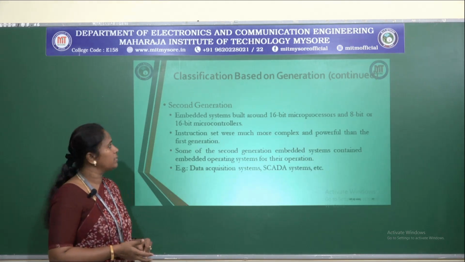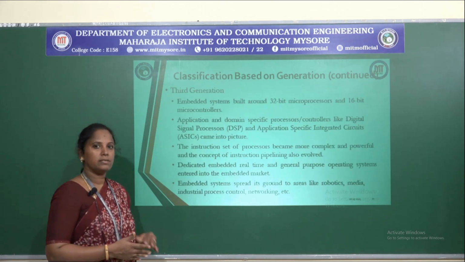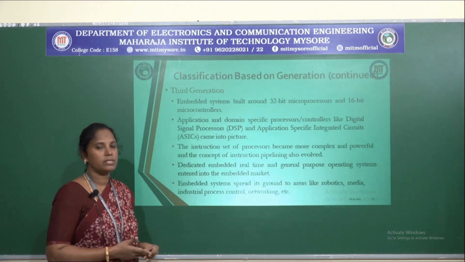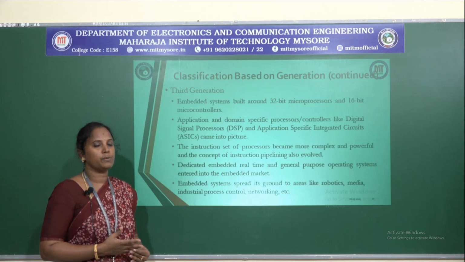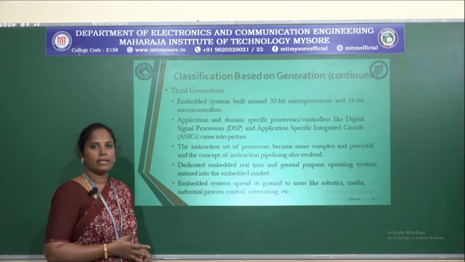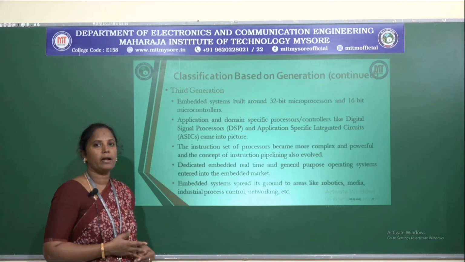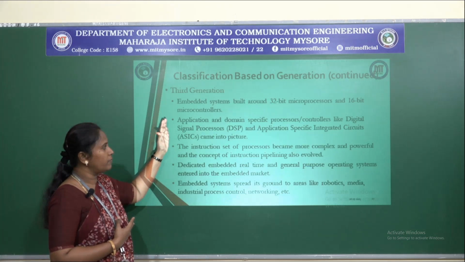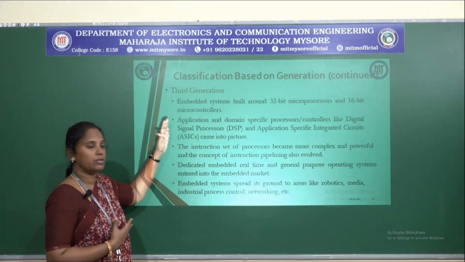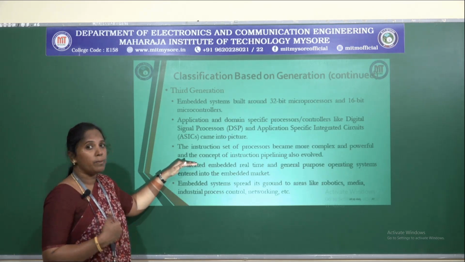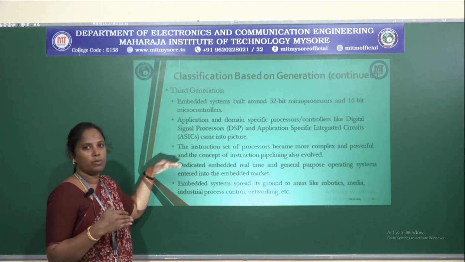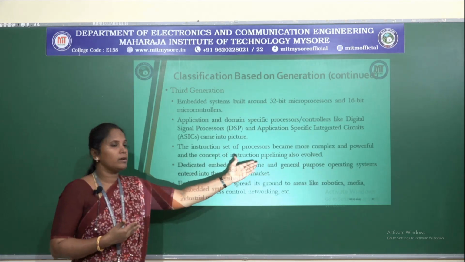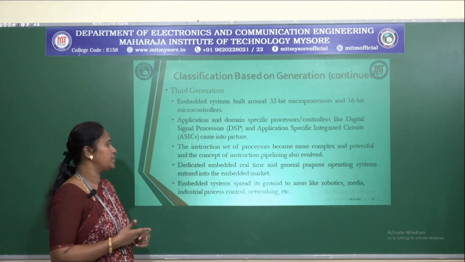Next, coming to the third generation. Here again the bit size was increased further with 32-bit and 16-bit microcontrollers, and more advanced processors were developed in this generation, like your DSP, that is digital signal processor, and application specific integrated circuits. So these were the more advanced processors which came into existence in your third generation. And the complexity of handling the instructions was also more in case of your third generation, and the pipelining of the instruction also came into existence in the third generation.